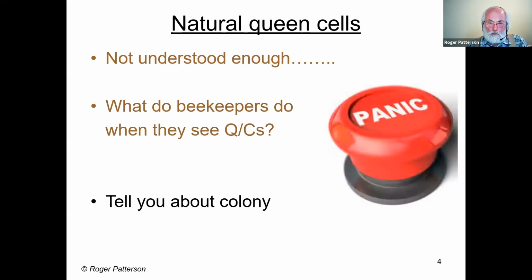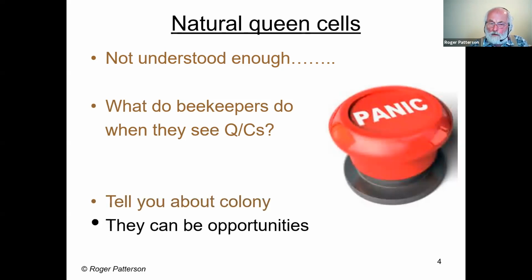Now, queen cells in a colony actually tell you something about the colony. And in fact, basically every time you open a colony, it's telling you something. And if you've got queen cells in, all you've got to do is just have a look, see why they're there, and try and interpret it. But having said that, they can be opportunities as well, because if a good colony is putting up queen cells, you can use that to perhaps requeen other colonies, or perhaps make up nuclei, which is what I spoke about two webinars ago.